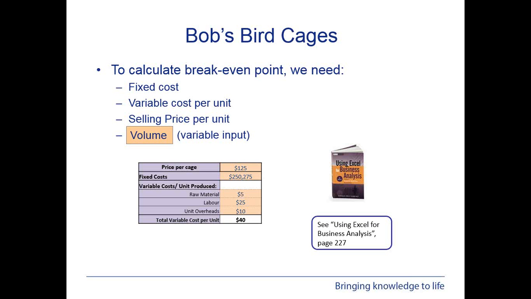Now, with our break-even, the volume is a variable input. The volume, or the number of units that we need to produce, is the input that we don't know what that's going to be. So that's why I formatted it like that. So anything that's a variable, we format that as an input.